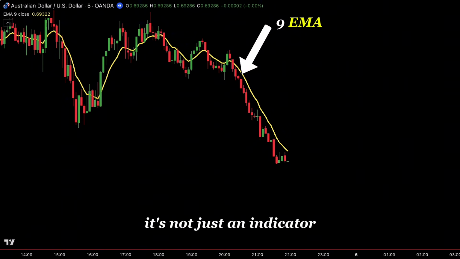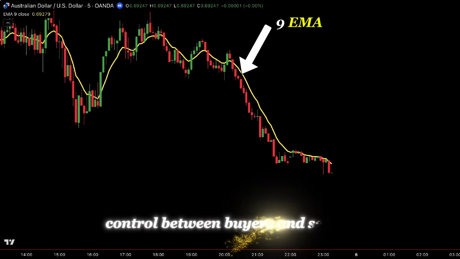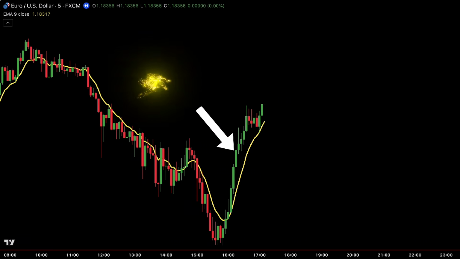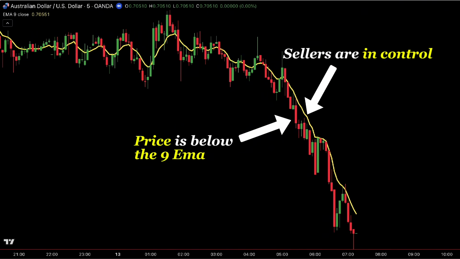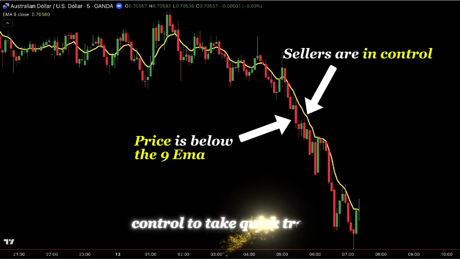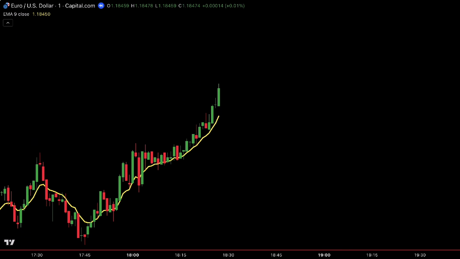It's not just an indicator, it acts like a dynamic line of control between buyers and sellers. When price is above it, buyers are in control. When price is below it, sellers are in control. And scalpers use that shift in control to take quick trades. Let's look at a real example. You open a lower time frame chart, like the 1 minute. Now look at where price is relative to the 9 exponential moving average.